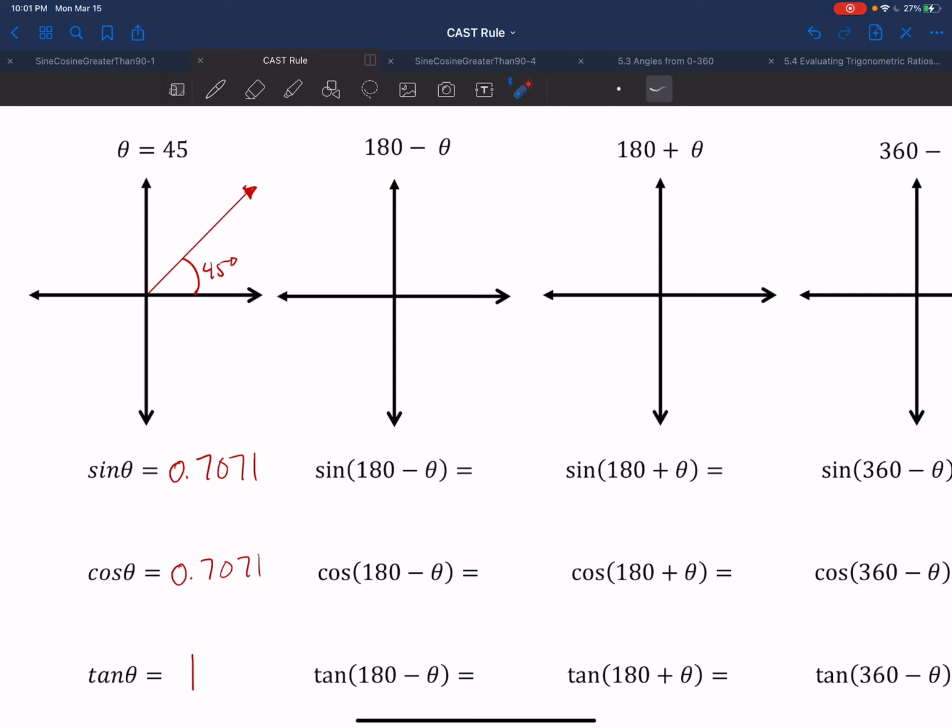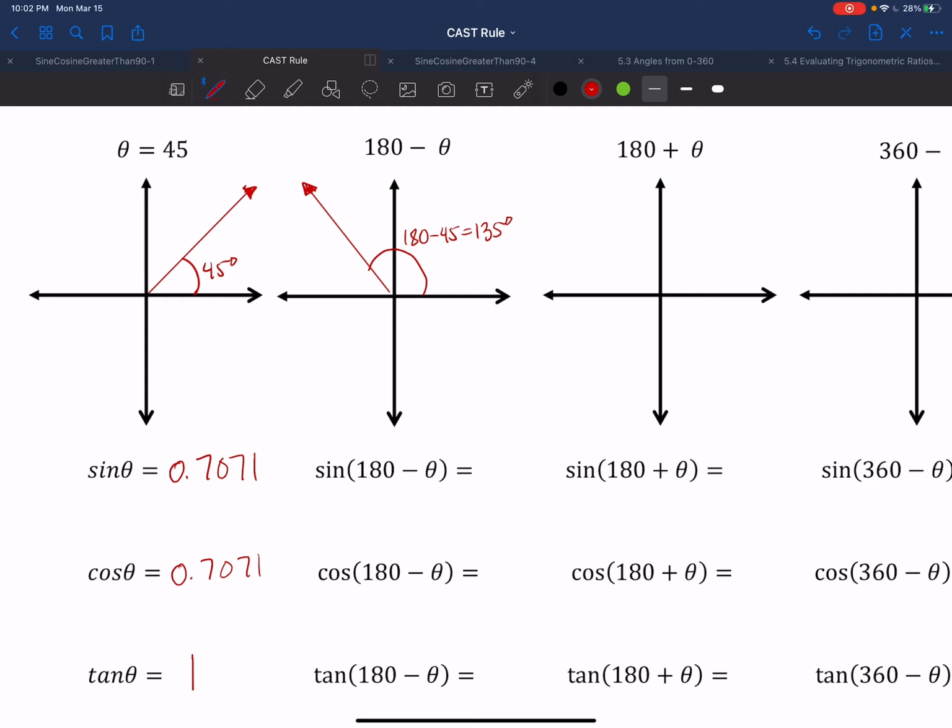Now, we could get the exact values of this from the special triangles, but that's not the point of this lesson. The point is the CAST rule. So if I look at this here, 180 minus theta, that's 180 minus 45. So 180 minus 45 is 135 degrees. So it's in the second quadrant.